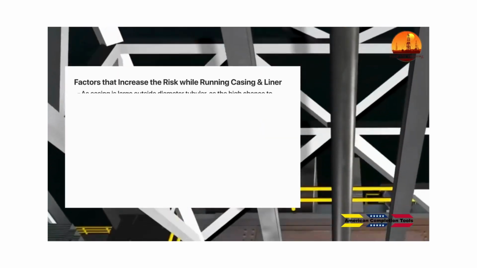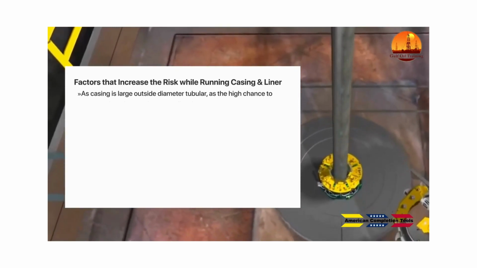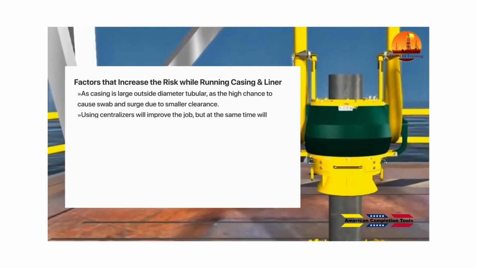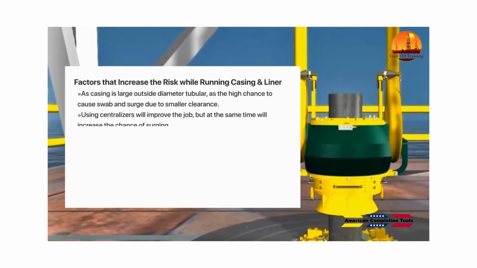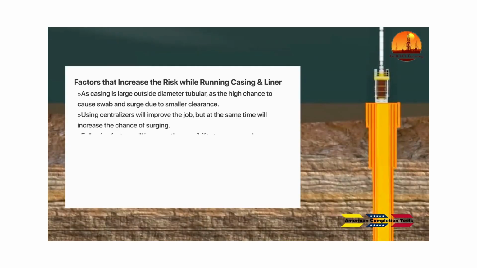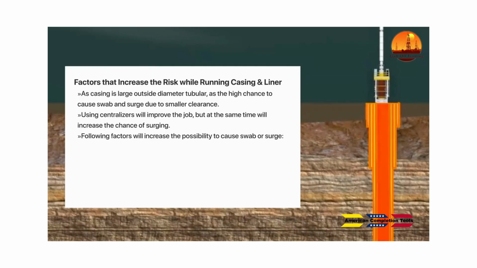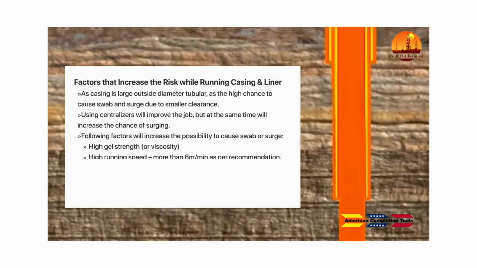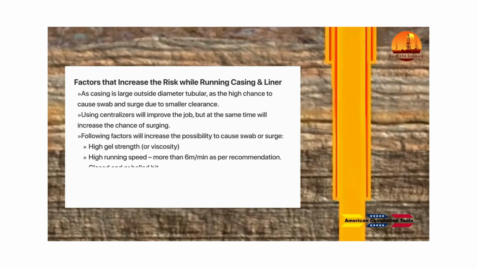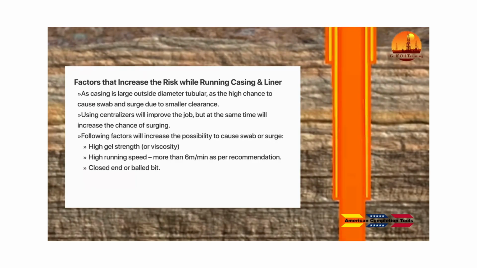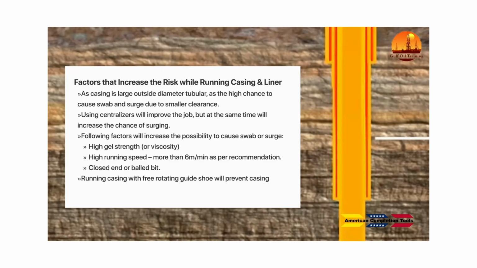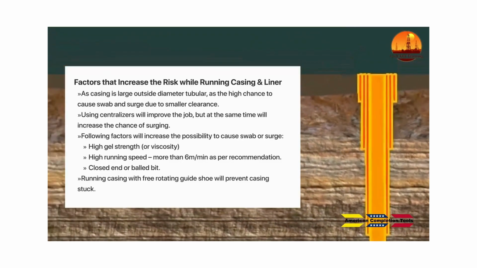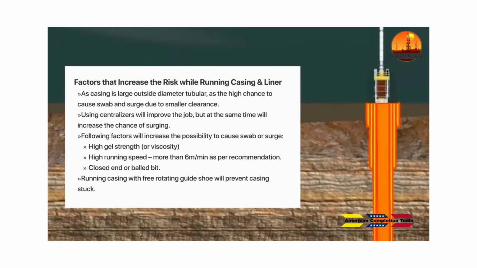Factors that increase the risk while running casing and liner. As casing is a large outside diameter tubular, it has a high chance to cause swab and surge due to smaller clearance. Using centralizers will improve the job, but at the same time will increase the chance of surging. The following factors will increase the possibility of causing swab or surge: high gel strength, or viscosity; high running speed, more than 6 meters per minute as per recommendation; and closed end or ball bit. Running casing with a free rotating guide shoe will prevent casing stuck.